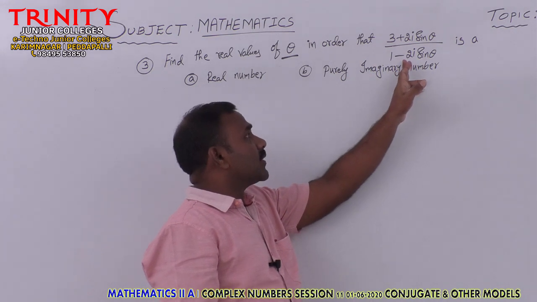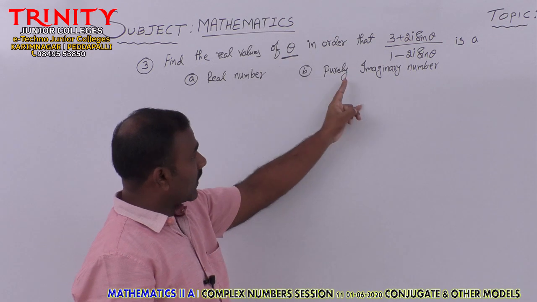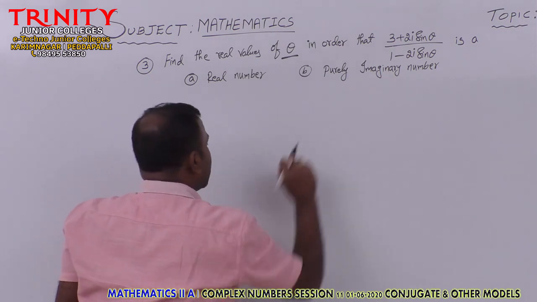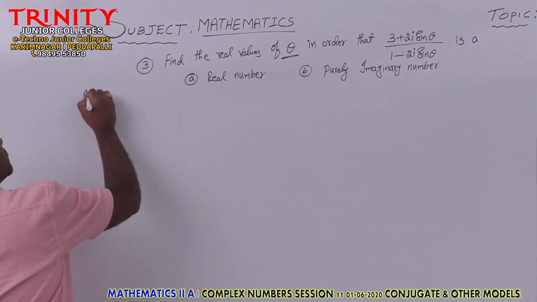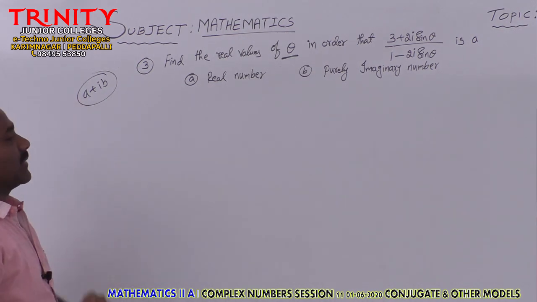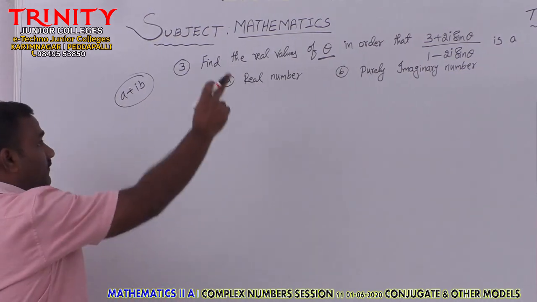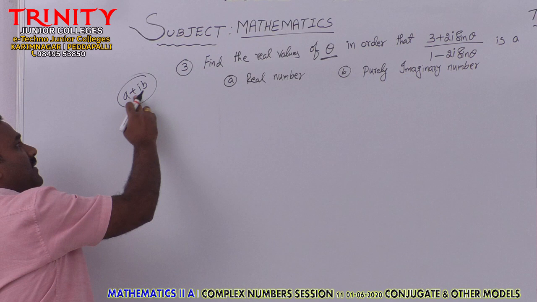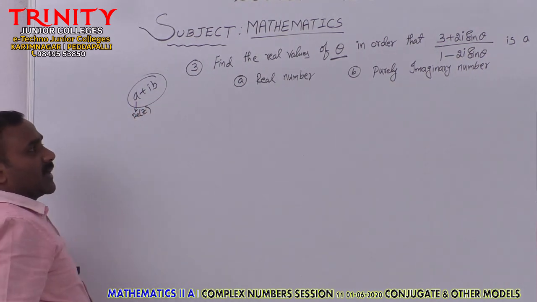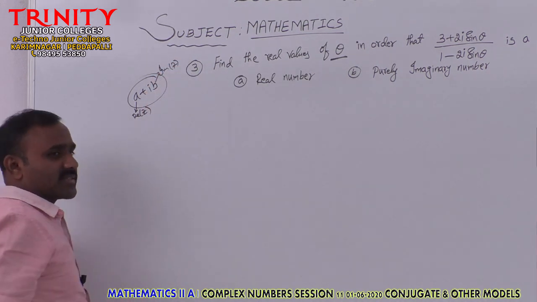If this is a real number or imaginary number, to determine real or imaginary, first of all the complex number should be in the form of a plus ib. Is this in this format? No. If it is in this form, a plus ib, we can say that a is the real part of the complex number z, and b is called the imaginary part of the complex number z.